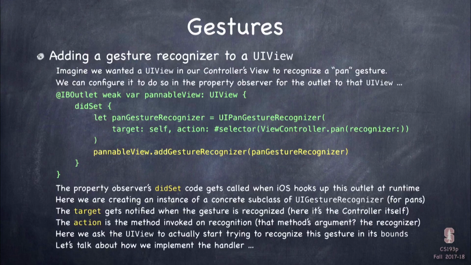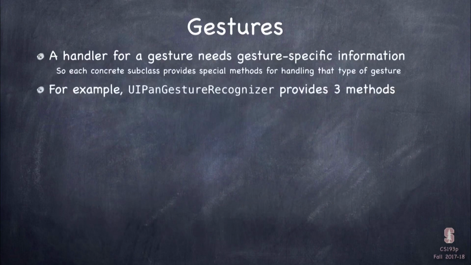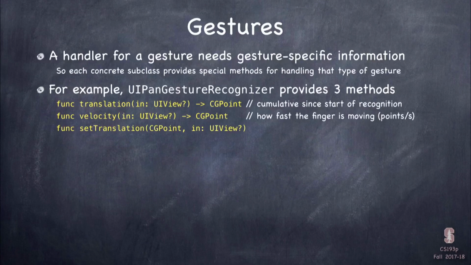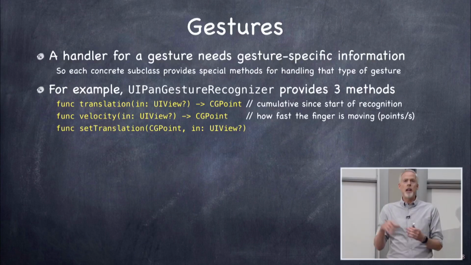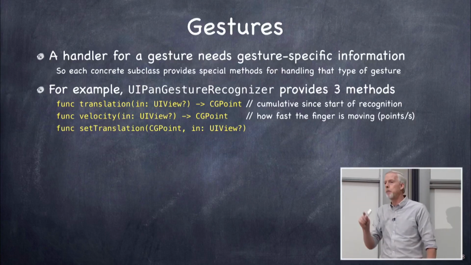So when a pan starts to happen, a handler is going to get called. And the handler is going to be that pan method that we saw over there. And inside that method, we're going to have to be able to get information about the pan. Well, each kind of gesture has its own information. Like a pinch gesture has the scale you're pinching to. A pan gesture is where is the pan happening.